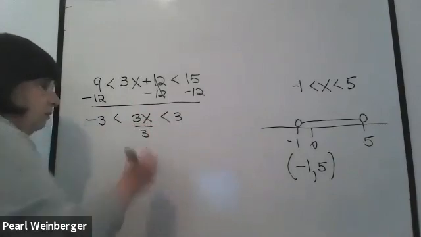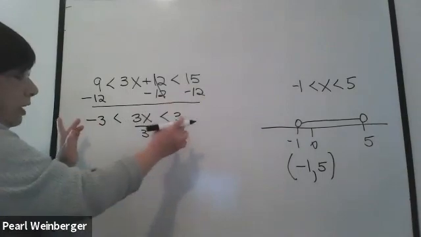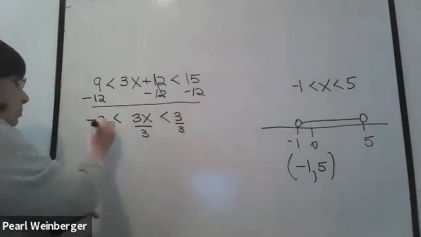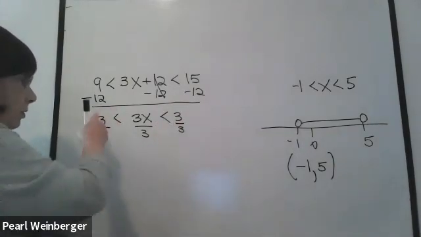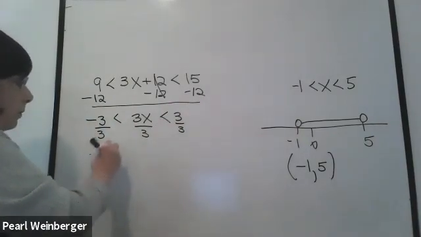I have to divide by 3. But again, what I do in the middle, I have to do at either end. So I have to divide 3 on the right and also 3 on the left. Now, negative 3 divided by 3 is negative 1.